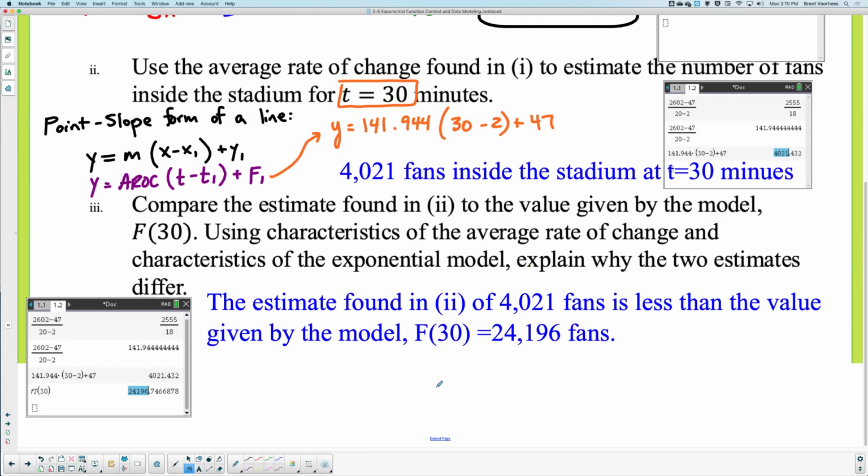That's your comparison. So what does it mean to be comparing? Less than, greater than, or equal to. You use this compared to the model from part A. There's your comparison. All right.